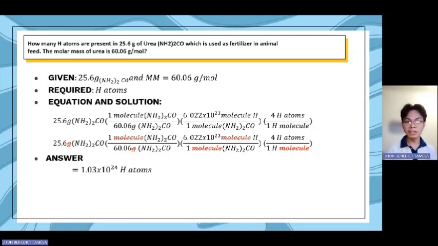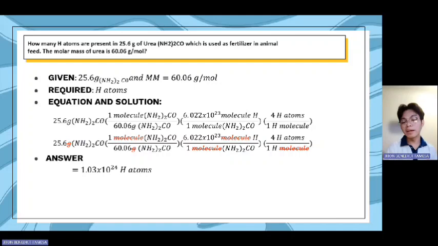For the equation and solution, first, let's multiply the mass of urea to one molecule of urea over the molar mass of urea. We do this to cancel out the units. Usually we put in the denominator what we want to cancel. So from this, we can cancel out the grams from the mass and the molar mass. Then next, we multiply it to Avogadro's number, 6.022 times 10 raised to the power of 23, over the denominator, that one molecule. Again, you can cancel out the molecule from this equation.